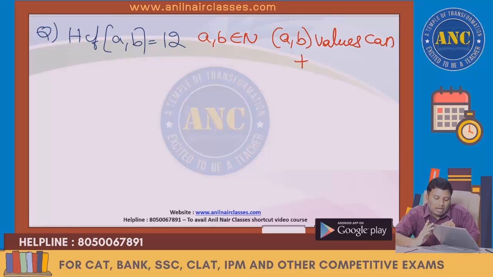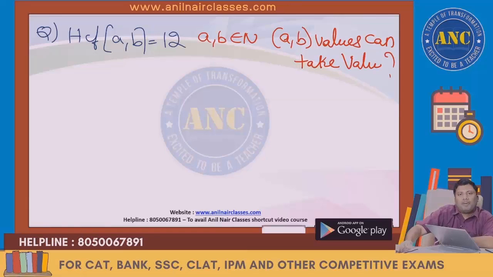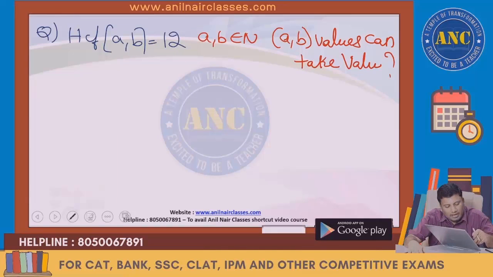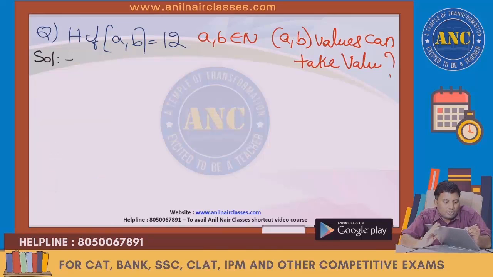You might not have seen this question anywhere else because our books are full of formulas. They don't teach you concepts. They make you learn it by heart. HCF of A comma B is 12. A and B are natural numbers. How many values can A comma B take? First, see this solution.